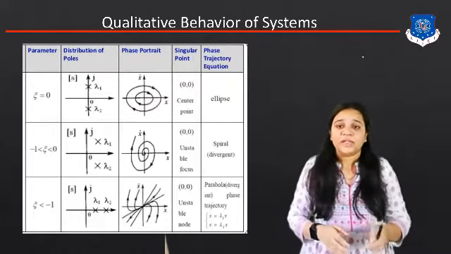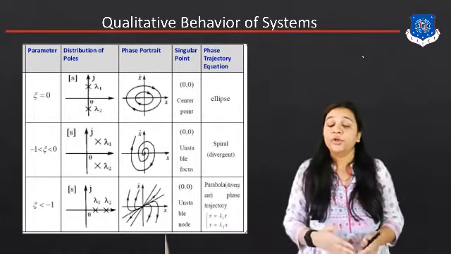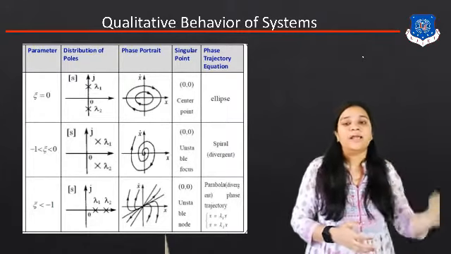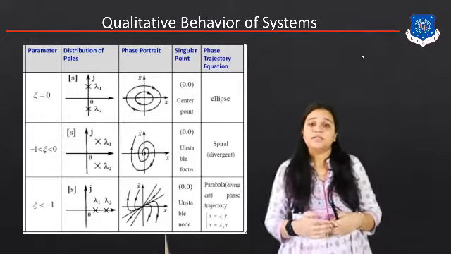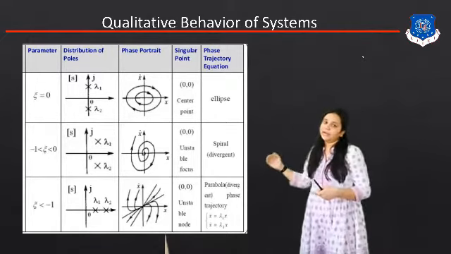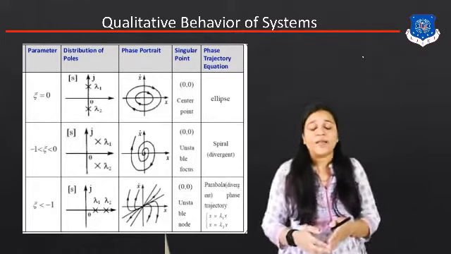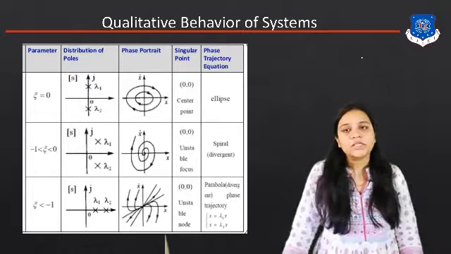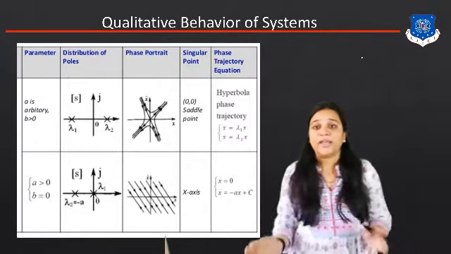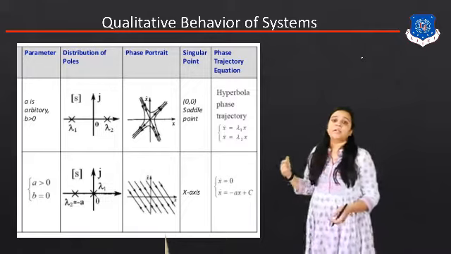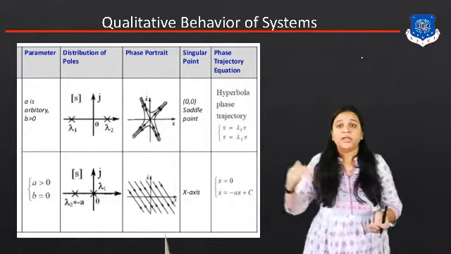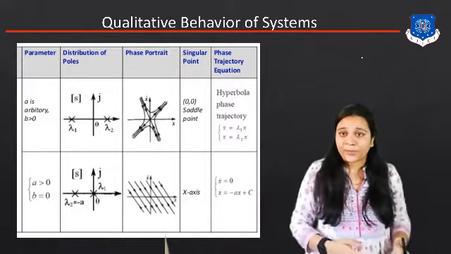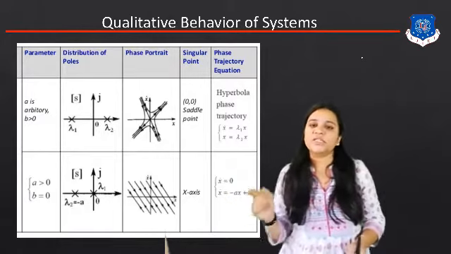If the value of zeta varies from -1 to 0, we get lambda1 and lambda2 in the right hand plane with an imaginary part. This is the unstable focus. If zeta is less than -1, again we get the poles in the right hand side, and unequal, so we get the unstable node. The next parameter is A arbitrary and B less than 0. So we get lambda1 in the left hand plane and lambda2 in the right hand plane, so we get the saddle point.